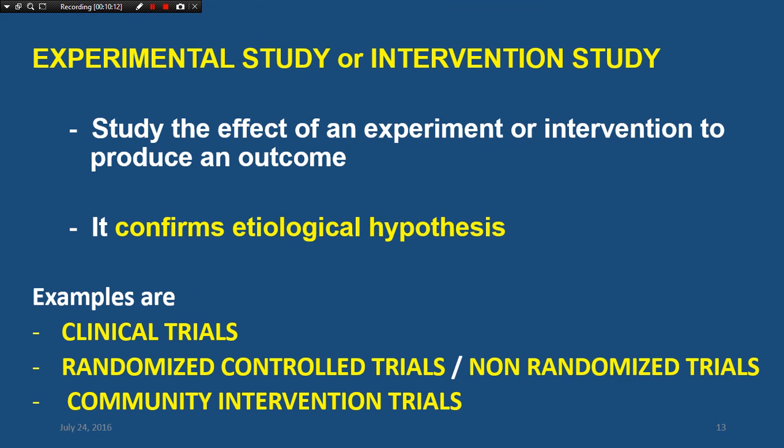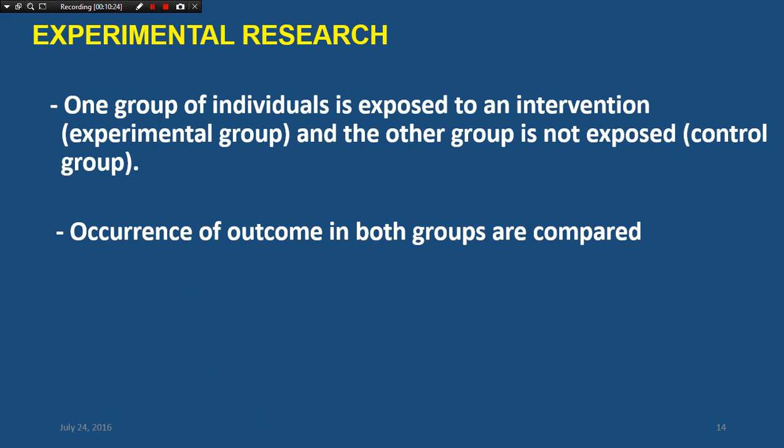Examples are clinical trials, randomized controlled trials, non-randomized trials, otherwise known as quasi-experimental trials, community intervention trials. Experimental research, one group of individuals is exposed to an intervention. They are known as experimental group, and the other group is not exposed to the intervention. They are known as the comparison group or control group. Occurrence of outcome in both groups are compared.